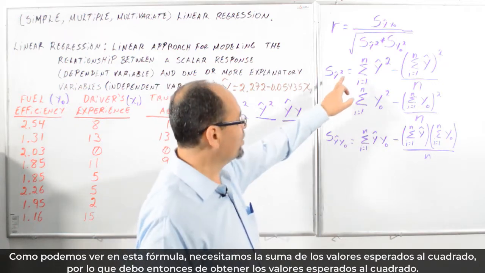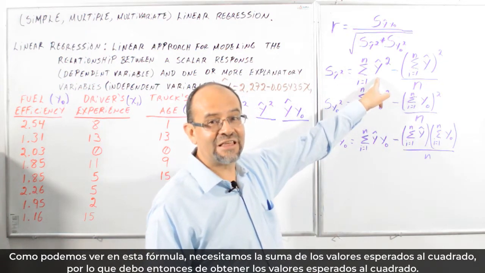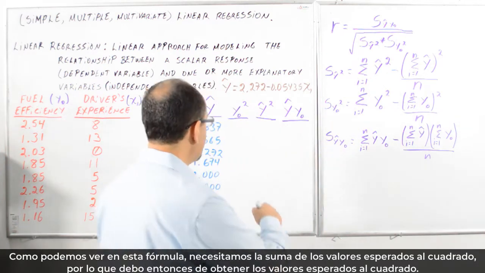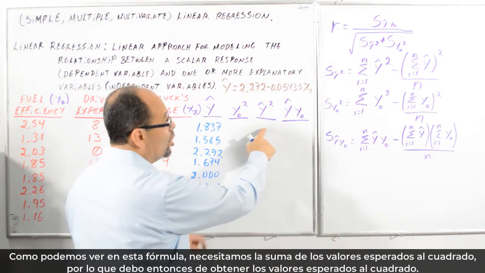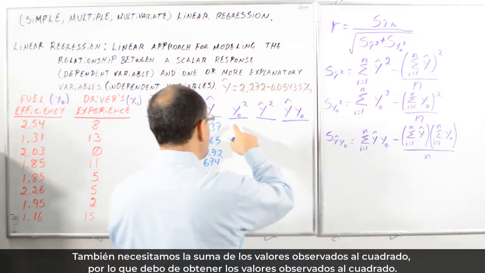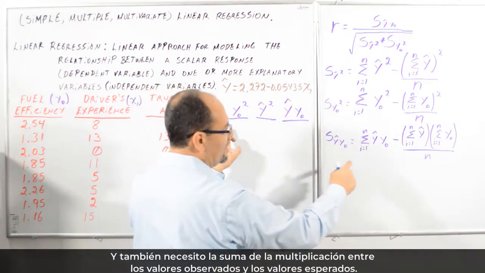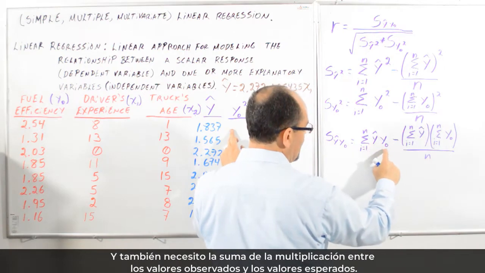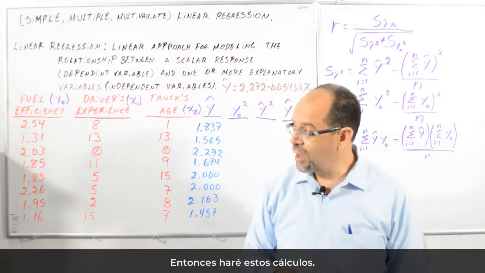As you can see here, we need the sum of the expected values squared, so I have to obtain the expected values squared. Also, we need the sum of the observed values squared, so I have to obtain the observed values squared. And I also need the sum of the expected times the observed. Well, I will be doing that.